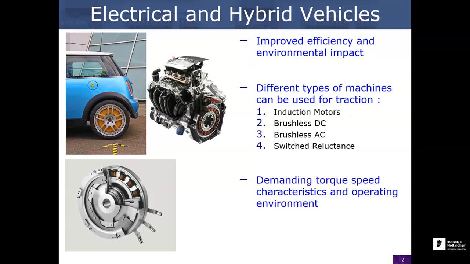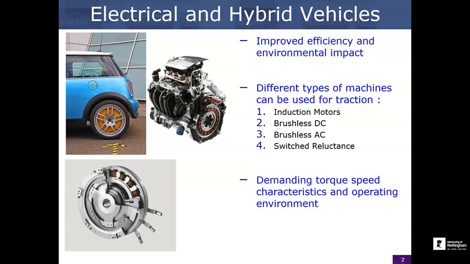Now, one of the key things about electric automotive machines is that you have a hugely demanding torque speed characteristic. You need to be able to provide a lot of torque and a lot of acceleration at low speed. You also need to be able to cruise along at very high speeds. You have a very demanding operating environment.